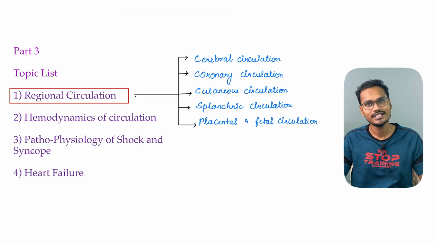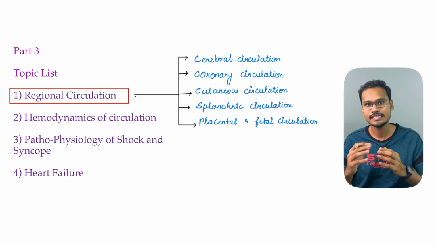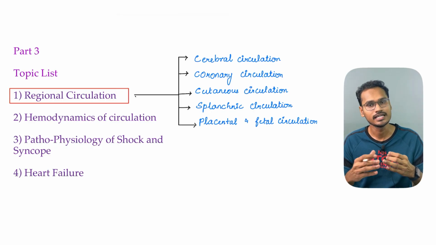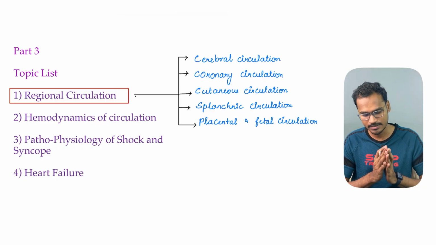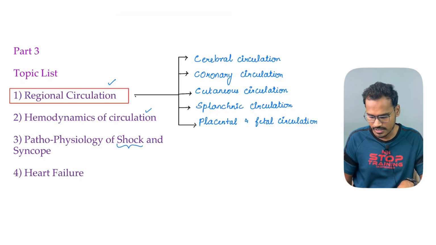Hello dear students, in this video we are starting part 3 of the cardiovascular system. In part 1 I discussed the general anatomy and then the ECG. In part 2 we discussed the regulatory factors, especially BP regulation and cardiac output regulation. In part 3 the topics are very simple. We are going to discuss the regional circulation, then hemodynamics of the circulation, then shock, one of the most important aspects in physiology, then heart failure.